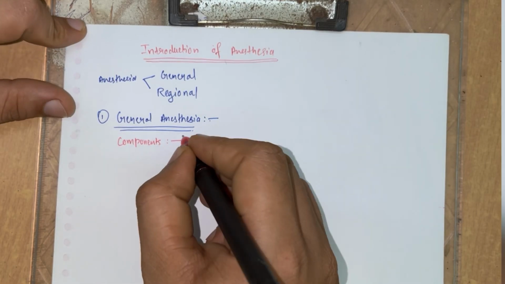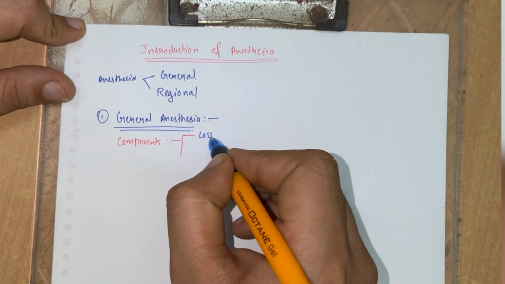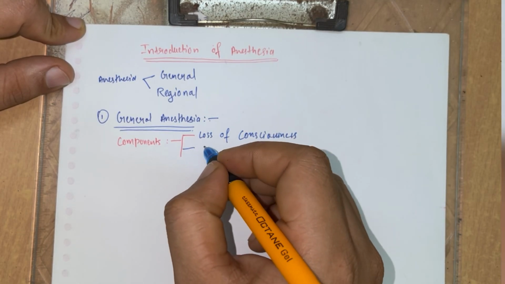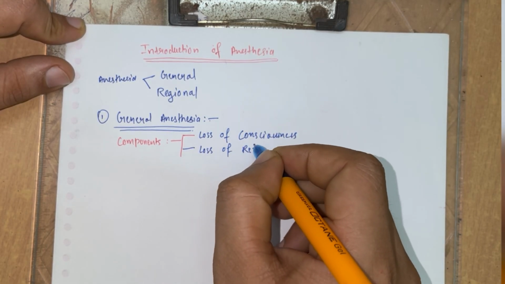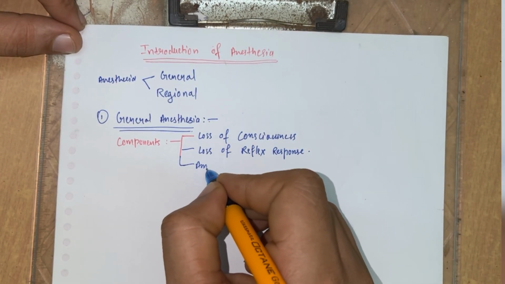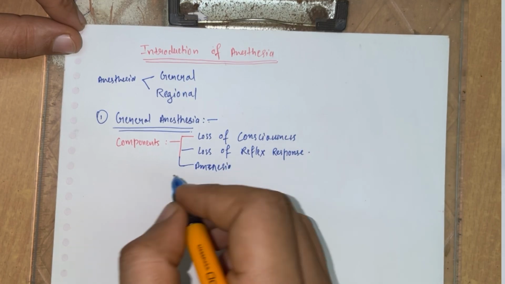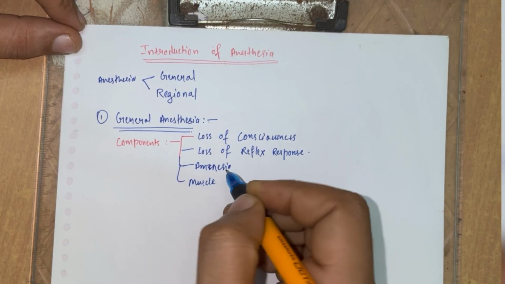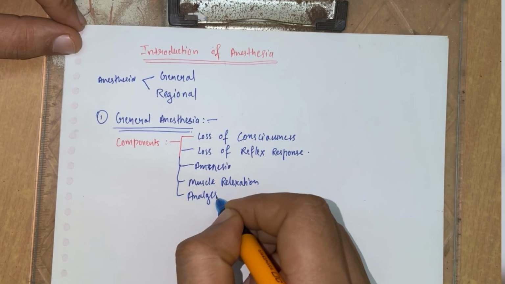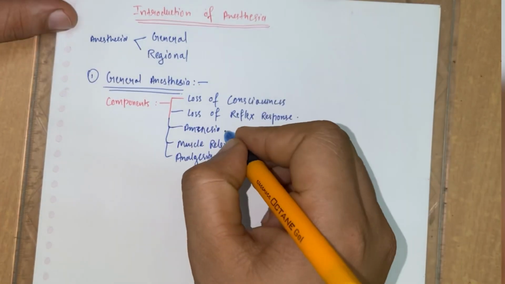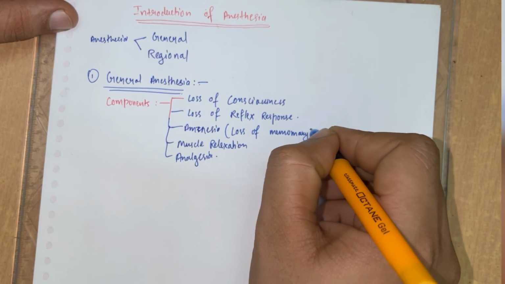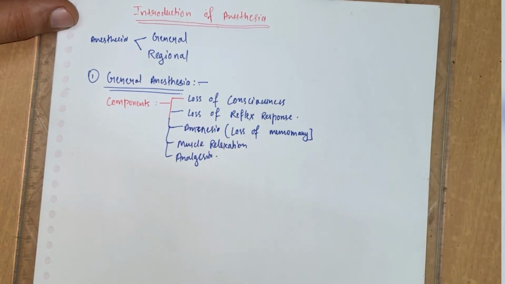The basic important components are, first, the loss of consciousness. Second is the loss of reflex response, meaning responses are lost. Third is amnesia. Amnesia means loss of memory. Fourth is muscle relaxation, and fifth is analgesia. Analgesia means loss of pain reception. So these are the basic 5 components of general anesthesia.